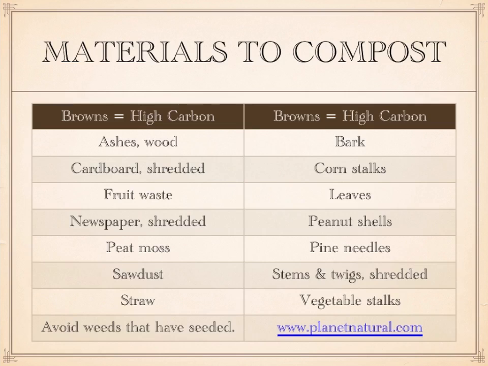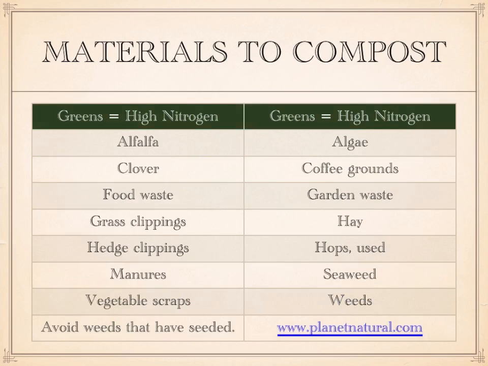Of the materials to compost, the browns have high carbon content. Brown is reference to the color of the organic material. This includes wood products, fruit waste, vegetable stalks, leaves, and peat moss, to name a few.